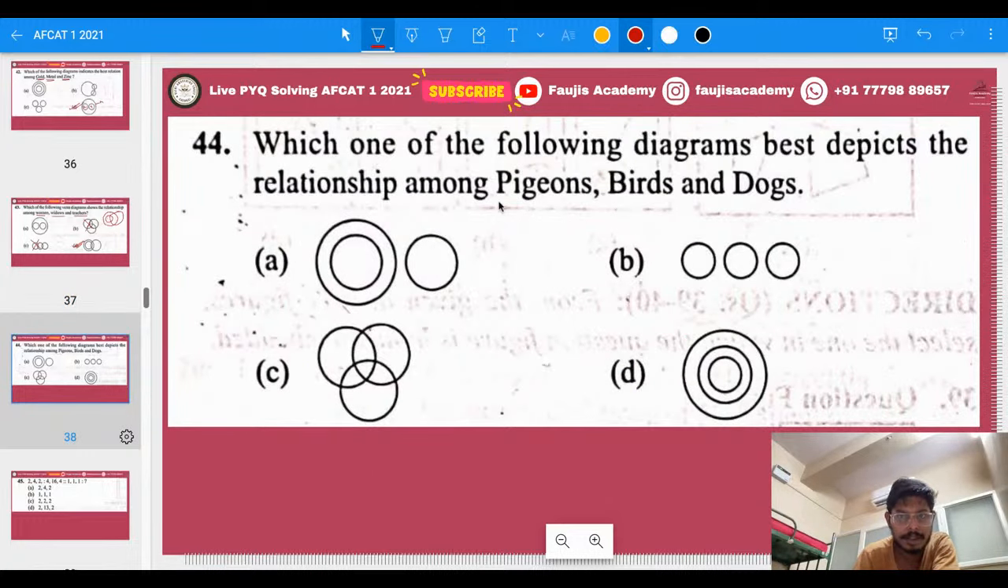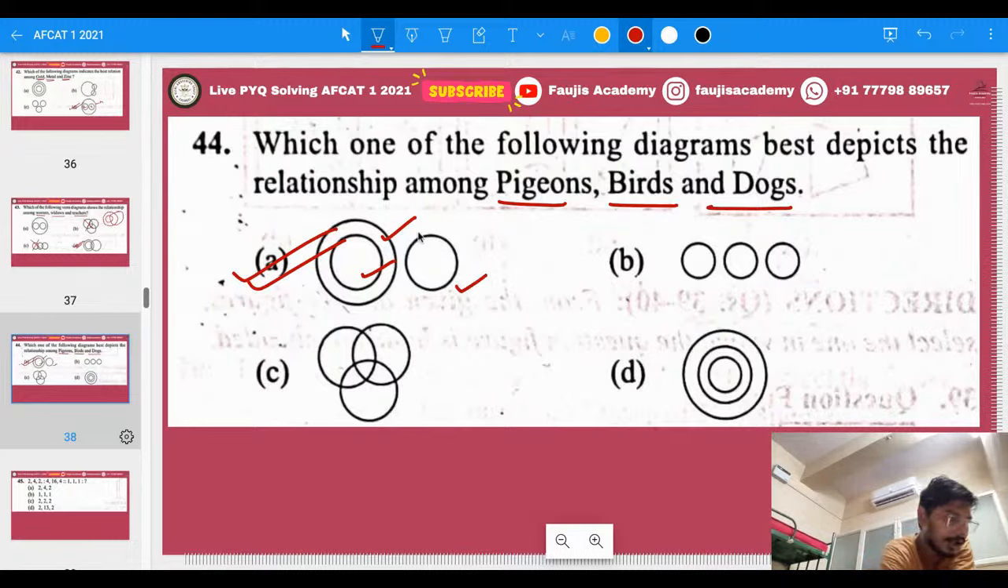Pigeons, birds, and dogs. Easy one. All pigeons are birds, and dogs are separate. Question number 44, D, isn't it?